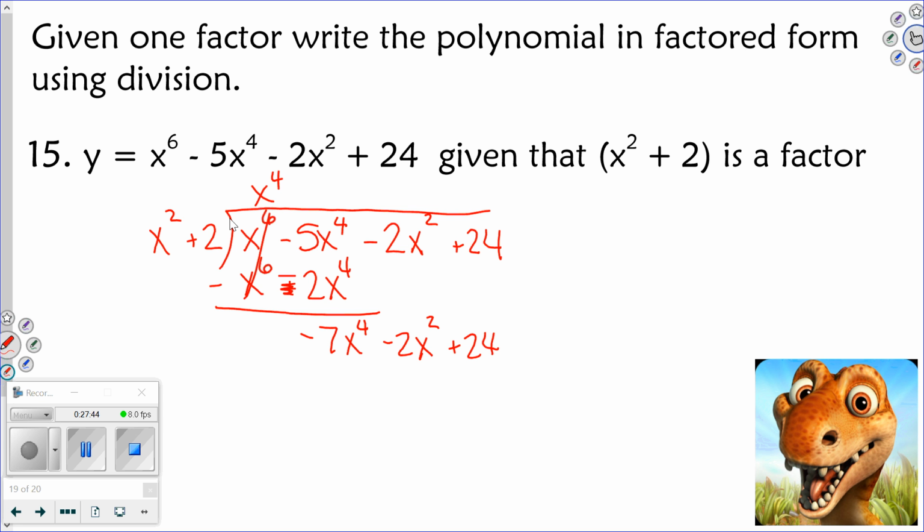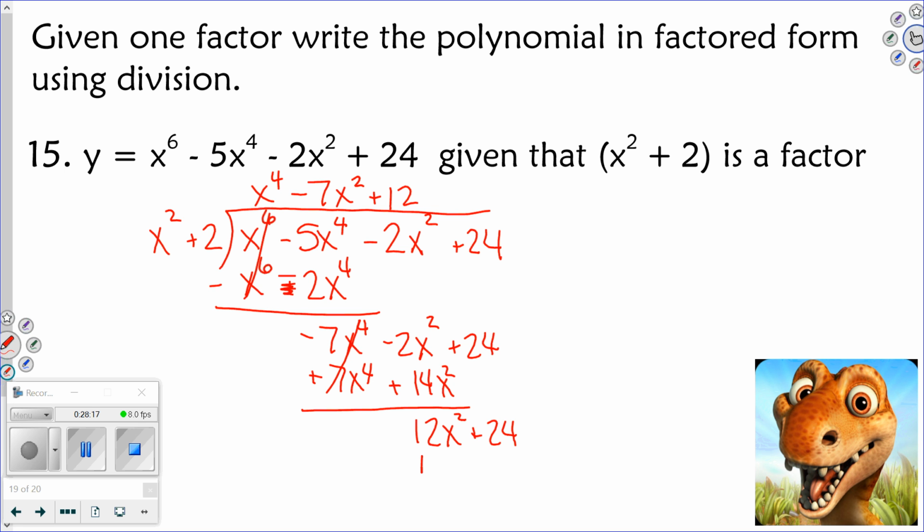And then we start over. What do you multiply x squared to get negative 7x to the 4th? Good, negative 7x squared. And then we multiply, get negative 7x to the 4th minus 14x squared. Change your signs. So we have 12x squared plus 24. And we start over. What do you multiply x squared to get 12x squared? 12. And multiply it. So we get 12x squared plus 24. Change your signs. And I have a remainder of 0.